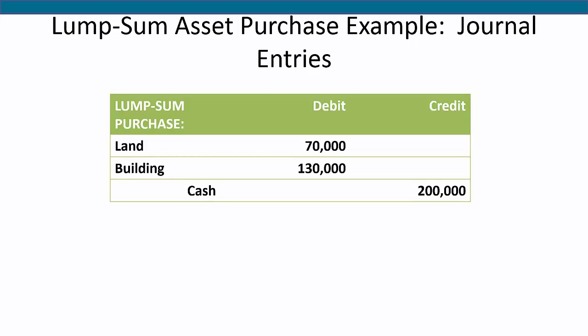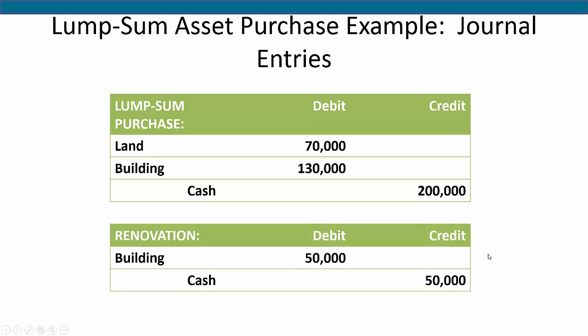$70,000 was allocated to the cost of the land and is recorded as a debit to the land account. $130,000 was allocated to the cost of the building and is recorded as a debit to the building account. And cash of $200,000 is credited and is equal to the sum of the cash paid for the land and the building plus the closing cost.